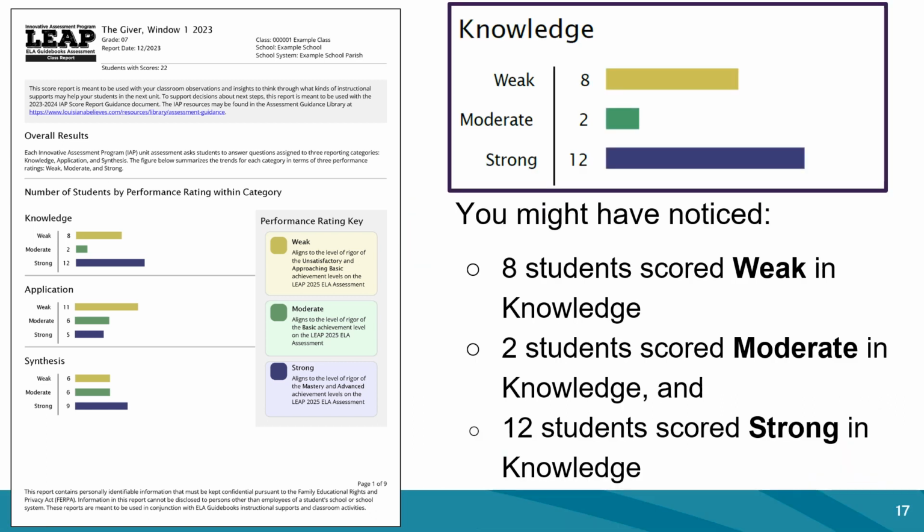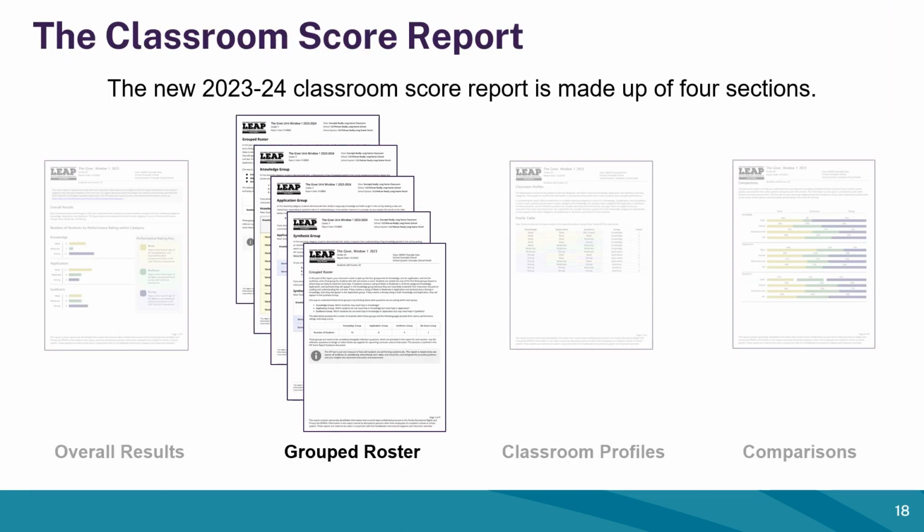You might have noticed, for example, that 8 students scored weak in the knowledge section, 2 students scored moderate in the knowledge section, and 12 students scored strong in knowledge. Each of the sections summarizes the performance of all 22 students in the class with scores, which means that the 22 students are summarized within the knowledge section, the 22 students are summarized within the application section, and the 22 students are summarized within the synthesis section, with exceptions for students who may have not taken one section of the assessment. Now that we have looked at the overall results section, we are going to look at the grouped roster.